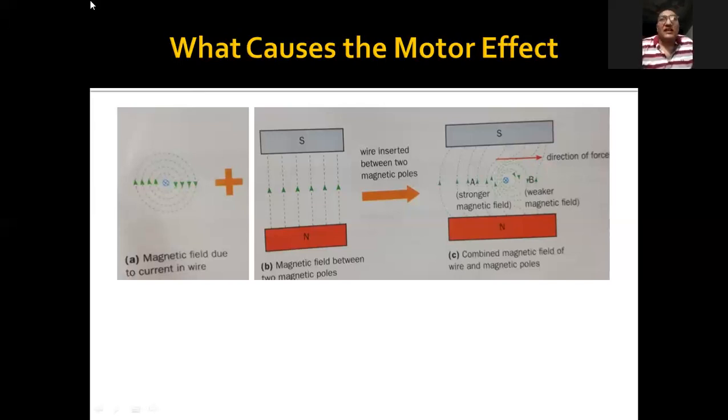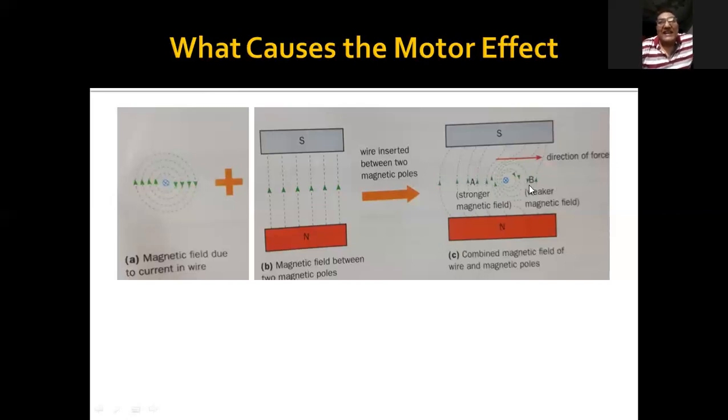The magnetic field lines do not intersect each other. We learned this in our previous chapter. So what happens here on the left side, because the magnetic field lines due to both the sources have the same direction, they are very close to each other. And you know, when the magnetic field lines are very close to each other, the magnetic field is very strong. So the magnetic field on the left side of this conductor is very strong.